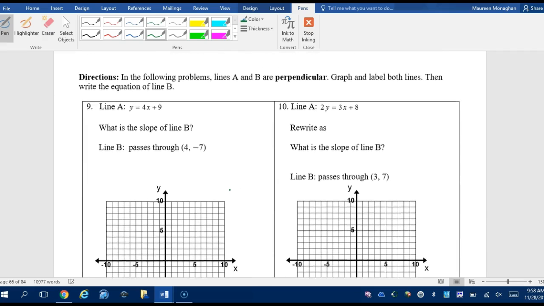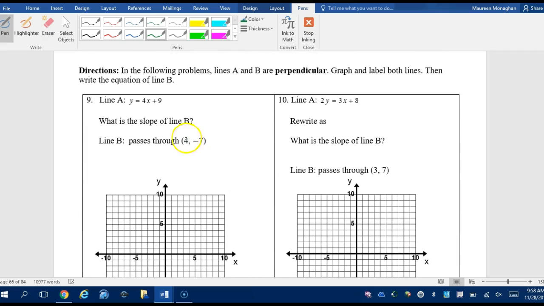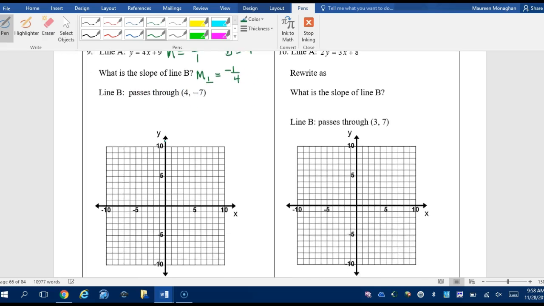Okay? Same thing here. We get to do this. We are going to first name the slope. It's 4 over 1, and the y-intercept is 9. What is the slope of line B? Well, I need a perpendicular to that, so I flip it and change its sign. So now the slope is -1/4. It's going to pass through 4, -7.